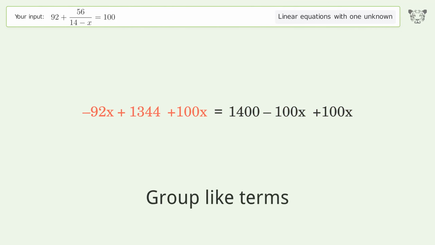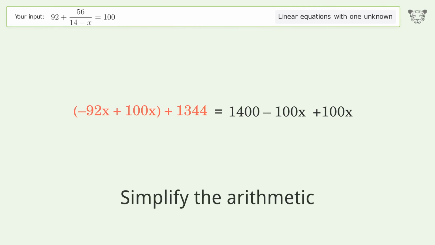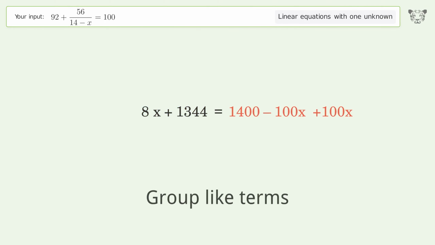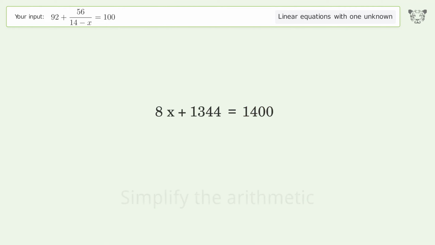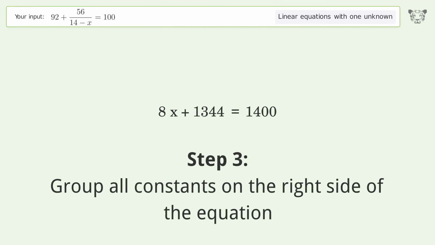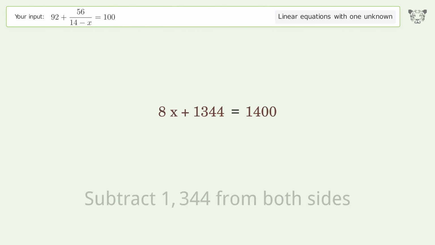Group like terms. Simplify the arithmetic. Group like terms. Simplify the arithmetic. Group all constants on the right side of the equation. Subtract 1344 from both sides.